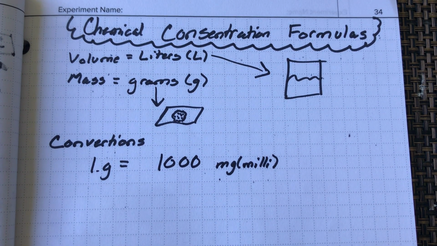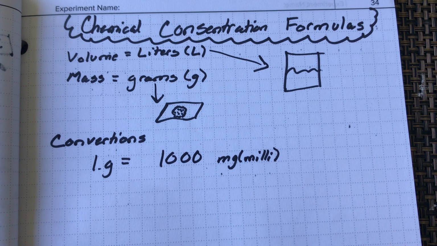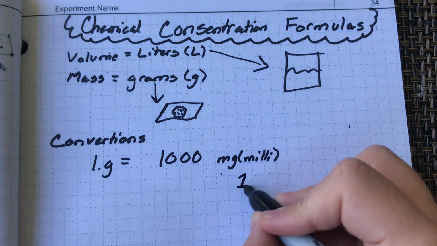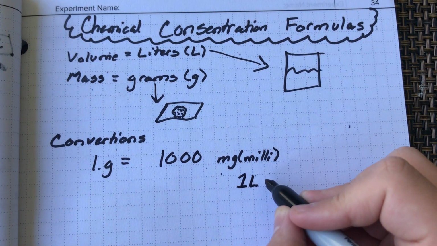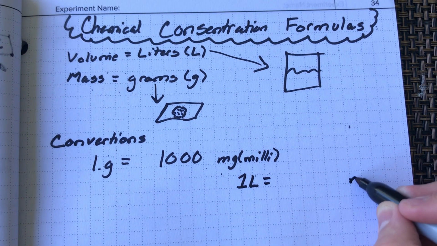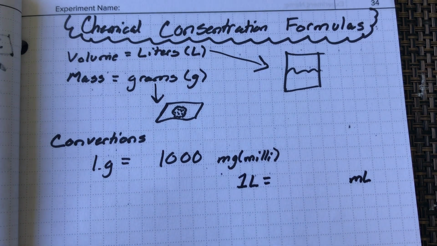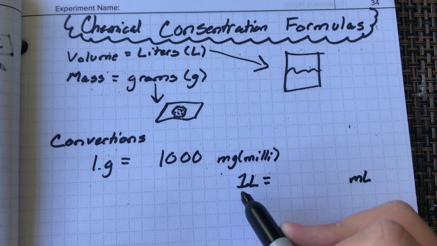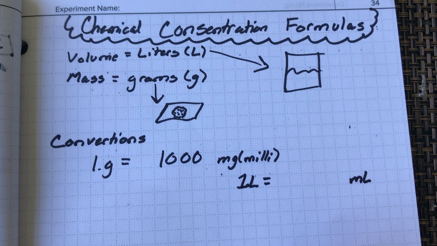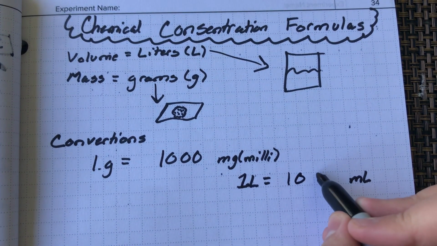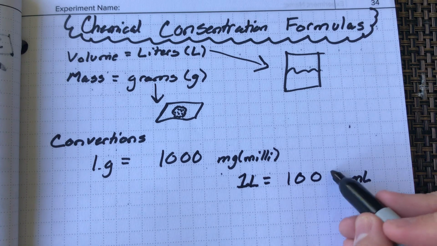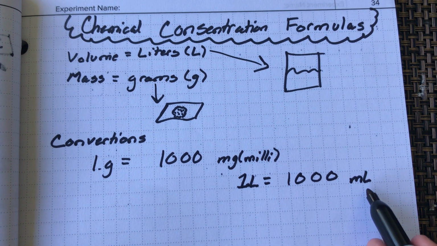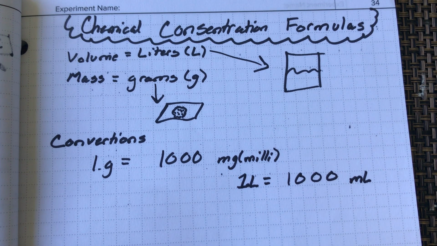And the same thing could be done with a liter. So you have, for an example, 1 liter, and you're trying to find how many milliliters. You would simply take your decimal point right here, and you would go 3 to the right, like so. So in 1 liter, there's 1,000 milliliters, just like in grams.